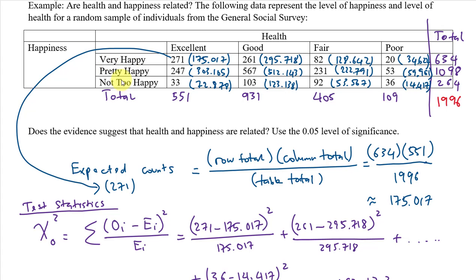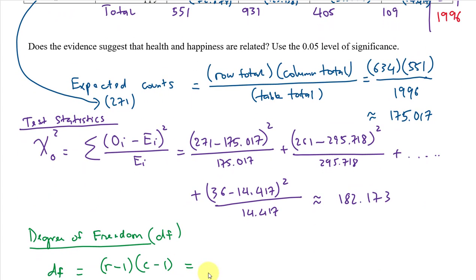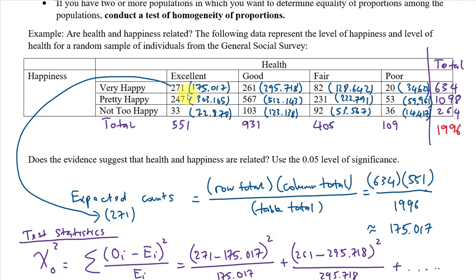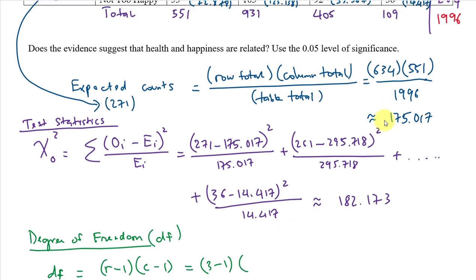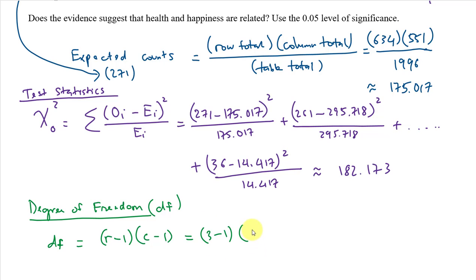We have 1, 2, 3. We have 3 rows, so I have 3 minus 1. How many columns do we have? I have 1, 2, 3, 4 columns, so 4 minus 1. 3 minus 1 gives me 2, and 2 times 3 is going to be 6. So I have 6 for the degree of freedom.